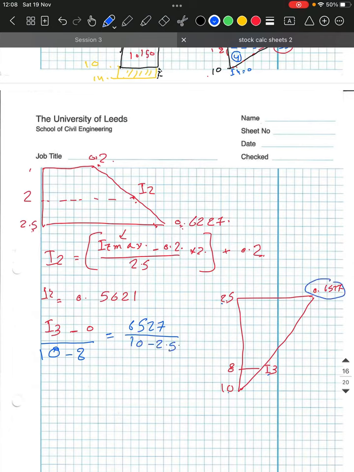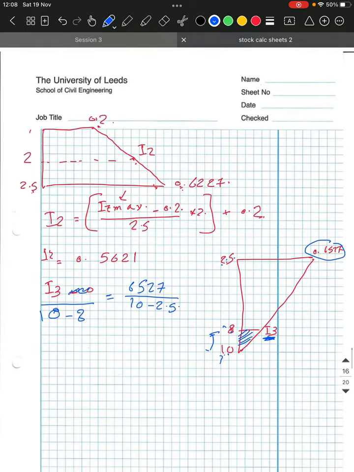So basically I took this height corresponding to its length, 10 minus 2.5. And I took this height, I3 minus 0. Minus 0 is not necessary, but whatever. 10 minus 8, which is its height. So I compared this small triangle with the bigger triangle.